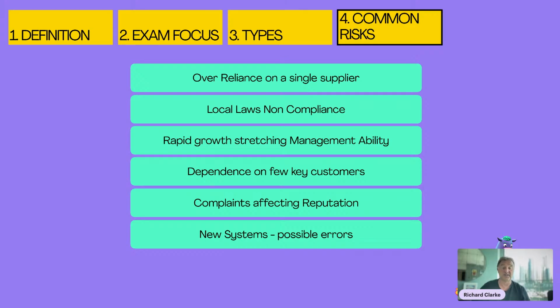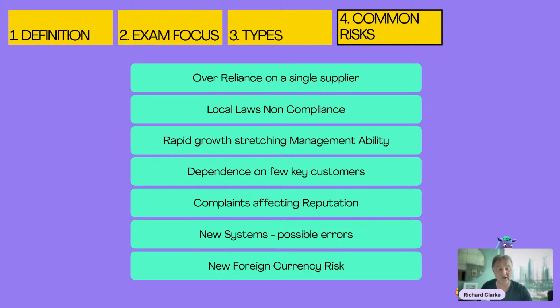What if we get a new system? Obviously, there's going to be possible errors. Now, these are just common risks. It's not an exhaustive list. It's just to give you an idea. And a new foreign currency risk, yeah, if you go to a new country.